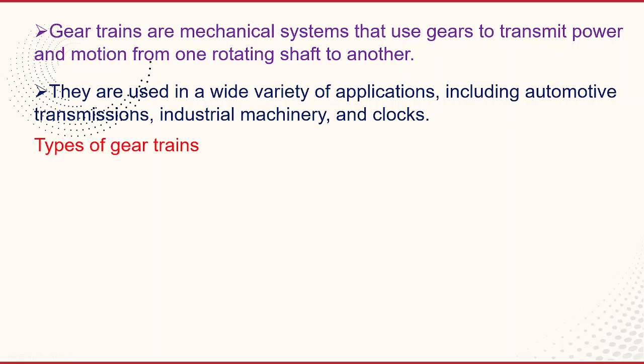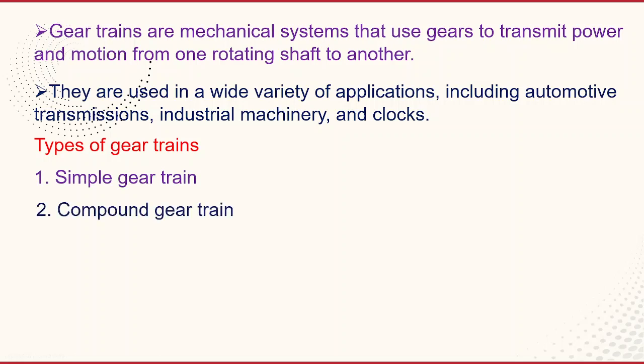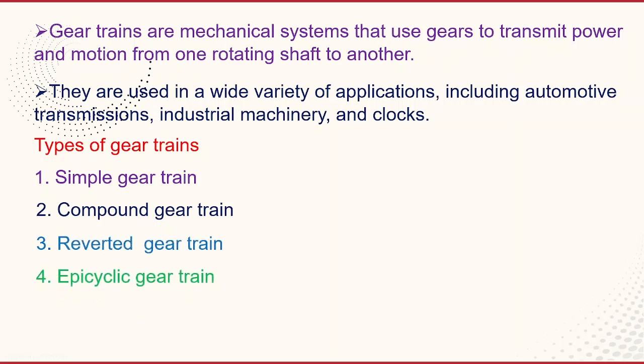Types of gear trains. There are four types of gear trains. First one is a simple gear train. Second one is a compound gear train. Third one is a reverted gear train. Fourth one is an epicyclic gear train. Now we'll discuss them one by one in this video.